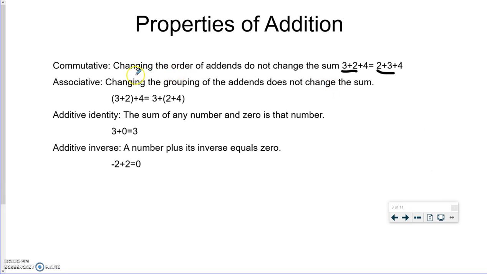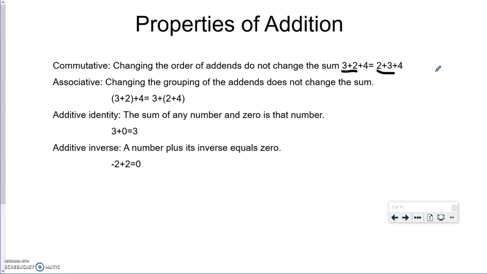There's the commutative property, which states that changing the order of addends does not change the sum. All this means is that I'm taking this 3 plus 2 and flipping the order to 2 plus 3. Think about taking a commute to work. If you take a commute to work, you're having to go from one place to another. So just in the same idea, all we're doing is switching the order of our addends.